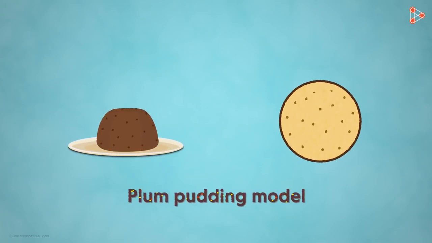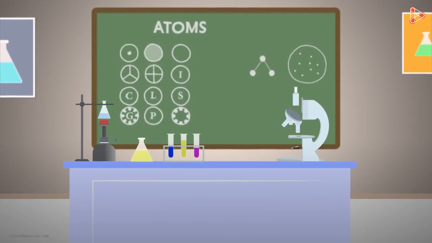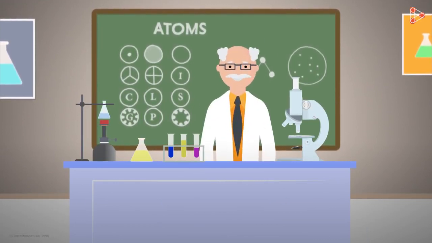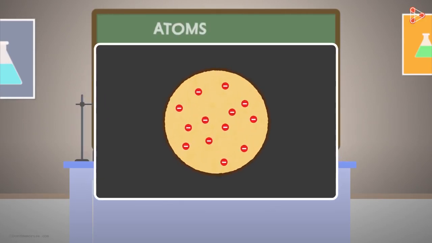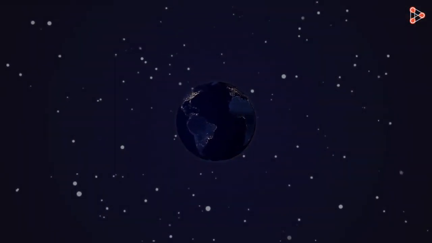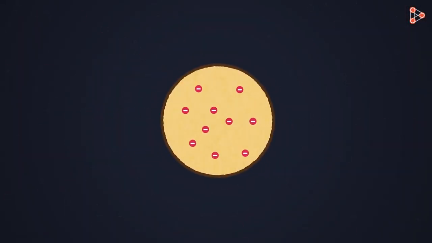The plum pudding model of an atom was one of the most widely accepted models all over the world for understanding the structure of the atom. However, several experiments performed by scientists to study the atomic structure showed astonishingly different results. They were contradicting the plum pudding model. This led many scientists all over the globe to reconsider the structure of an atom and study it again.